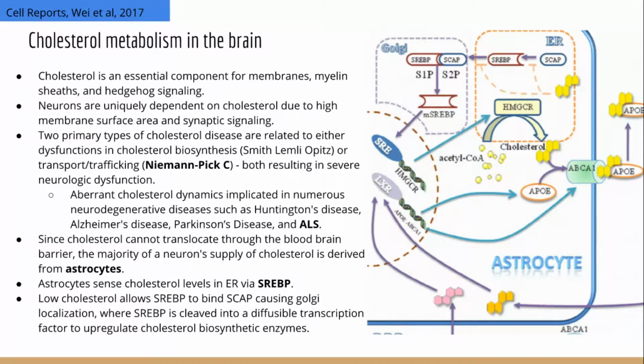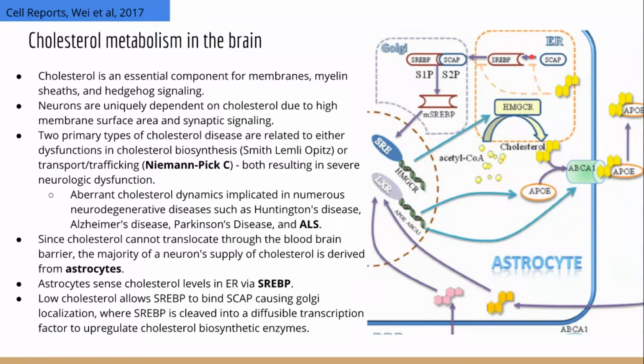The neuronal helper cells called astrocytes are primarily responsible for cholesterol biogenesis, although neurons do produce a little bit themselves. But astrocytes are able to sense cholesterol levels through the ER protein called SREBP, sterol regulatory element binding protein. Low cholesterol levels allow SREBP to bind SCAP, this protein.